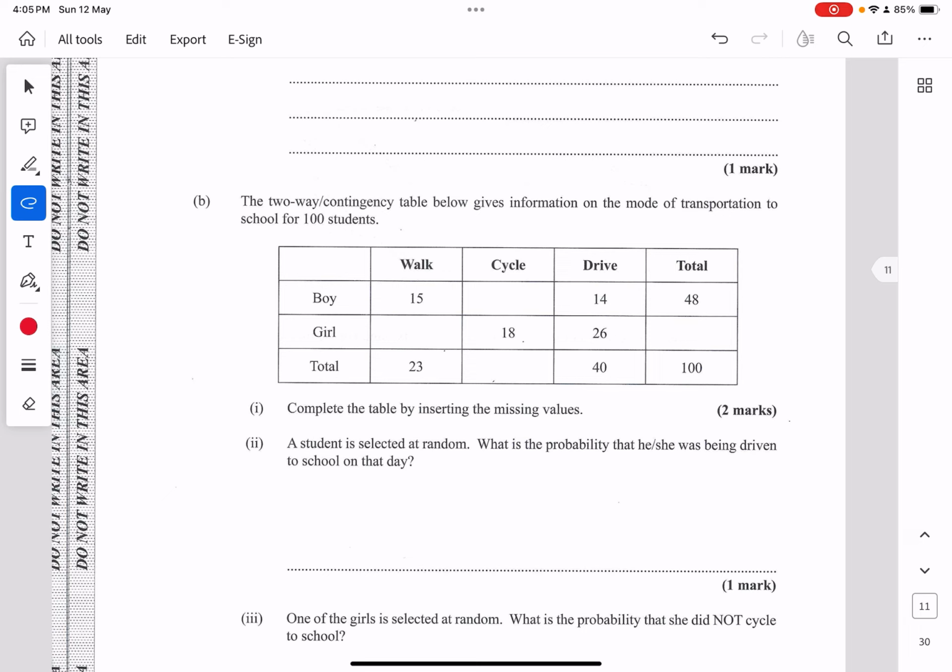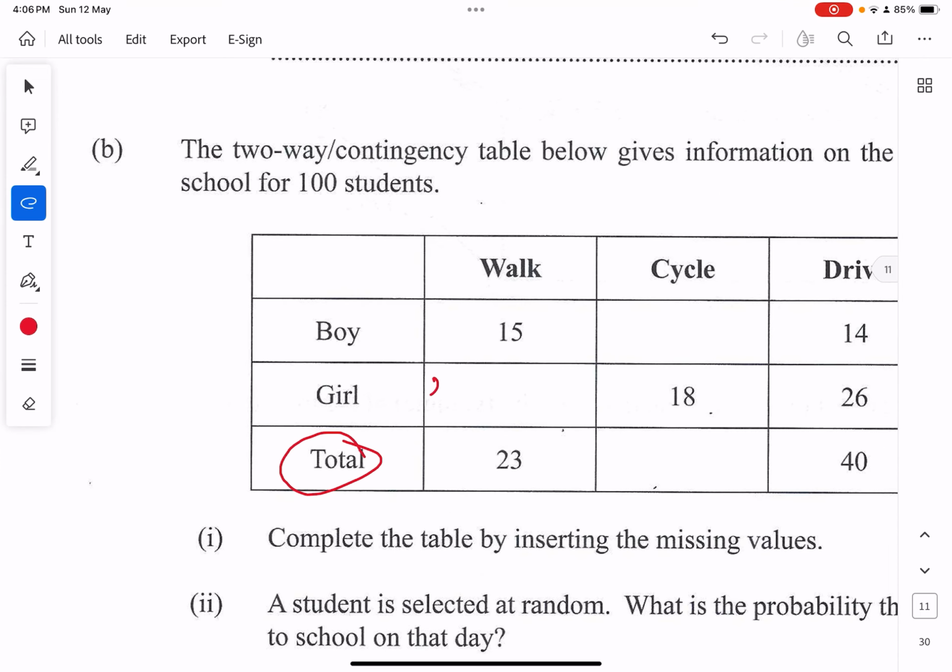The two-way contingency table below gives information on the mode of transportation to school for 100 students. Complete the table by inserting the missing values, right? So notice that we have a total here, so it's just a matter of subtracting. So this is going to be 23 take away 15, and that is going to give us 8.